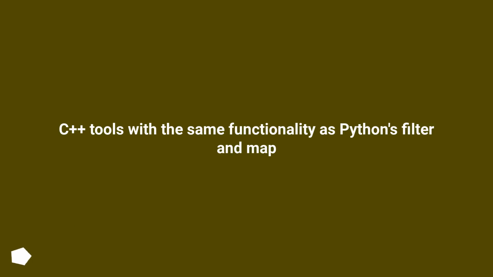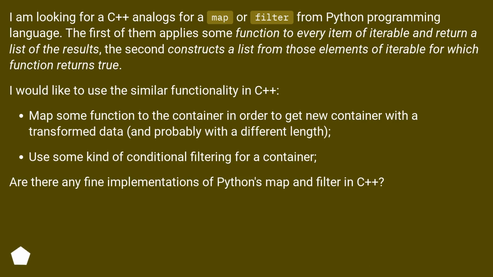C++ tools with the same functionality as Python's filter and map. I am looking for C++ analogs for map or filter from the Python programming language. The first of them applies some function to every item of an iterable and returns a list of the results. The second constructs a list from those elements of the iterable for which the function returns true. I would like to use similar functionality in C++.